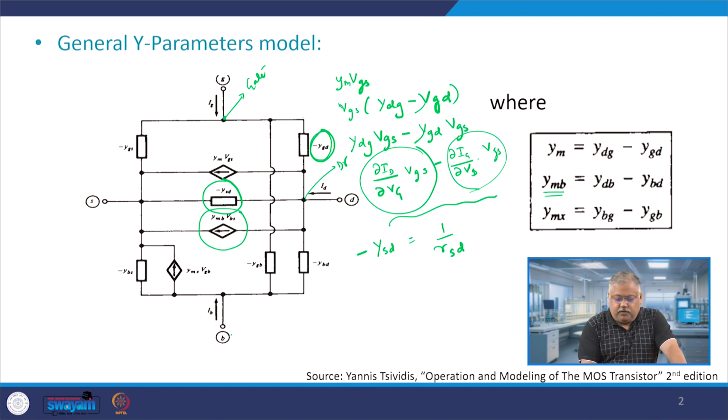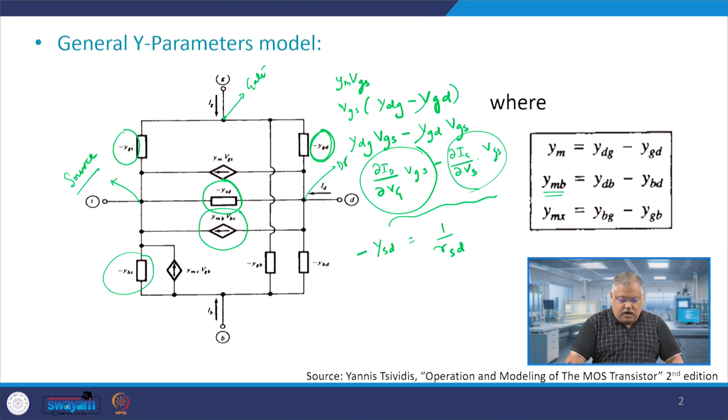Similarly, if you look at this one, this is between gate and source. So, this is your source terminal. Minus YGS basically means the rate of change of the gate current because of the change in the source voltage, right, that is YGS. Similarly, if you look at YBS, which is the second one, it is primarily the change in the bulk because of the source potential change with the negative sign, of course.